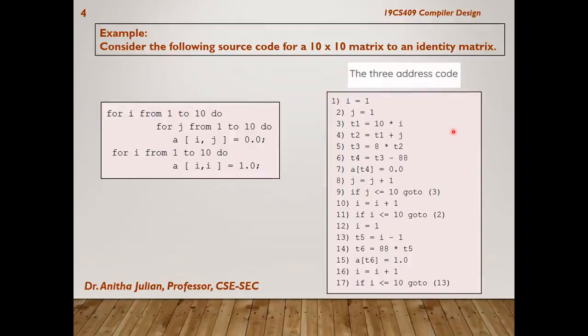And then we have to consider the third criteria. The third criteria states that the statement immediately following the goto statement. So that is statement number 10 and statement number 12. For this goto, there is no statement. So totally we have 6 leaders. Statement number 1, statement number 2, 3, and then 10, 12 and 13.